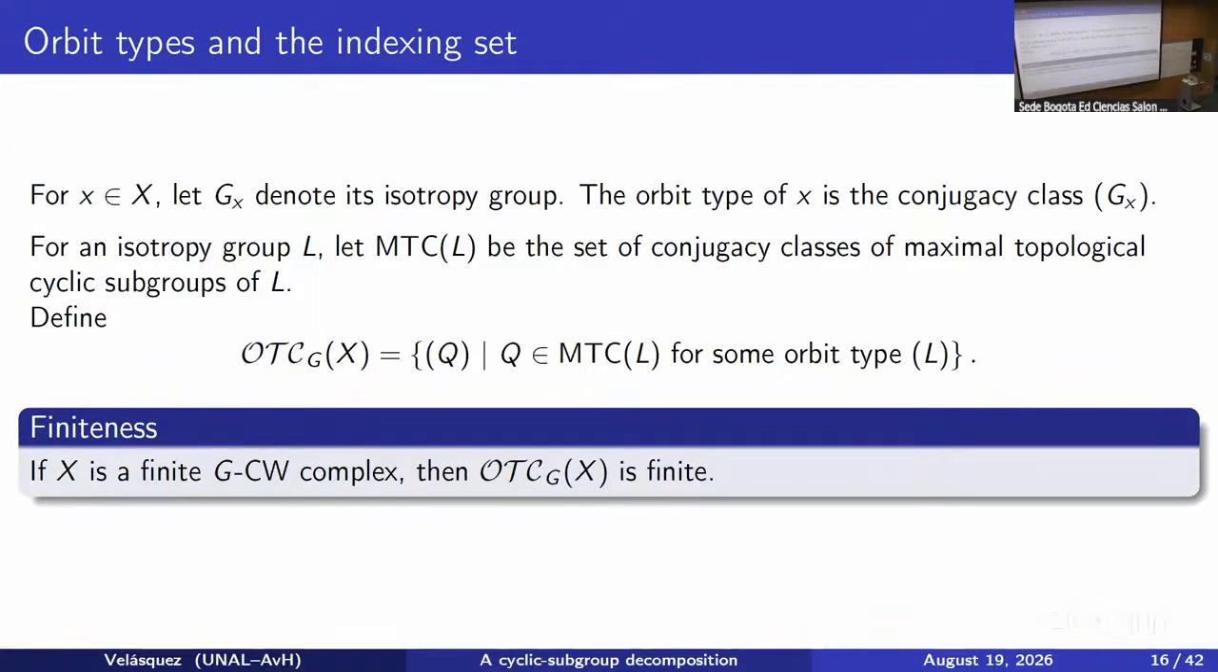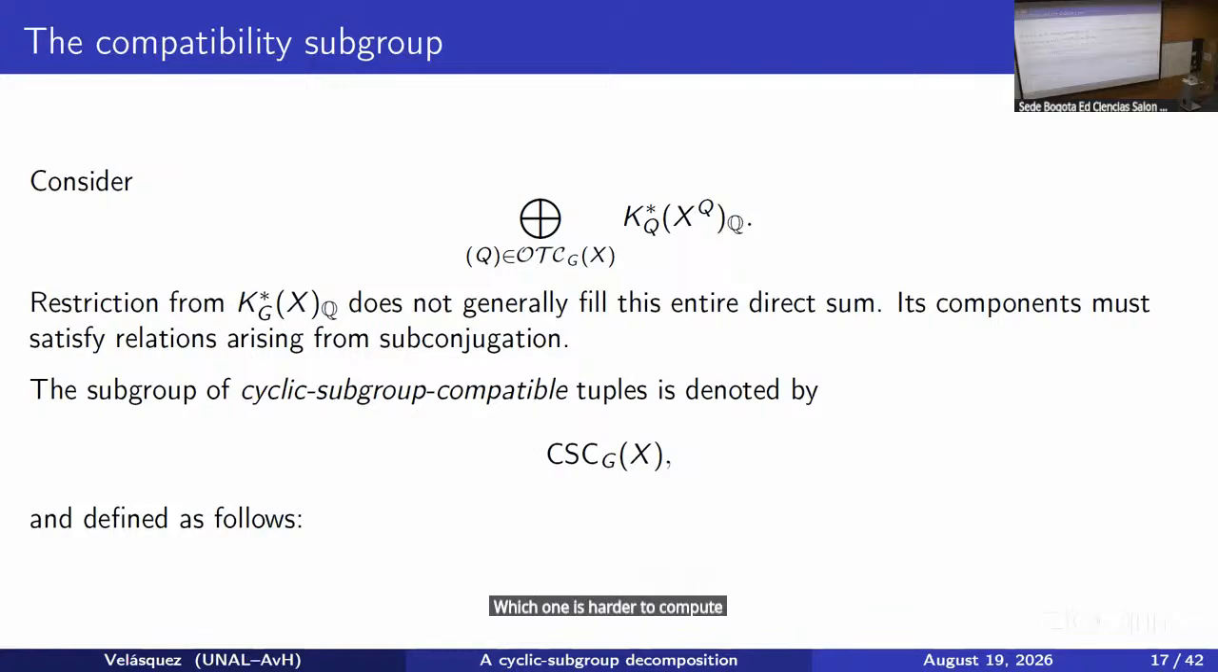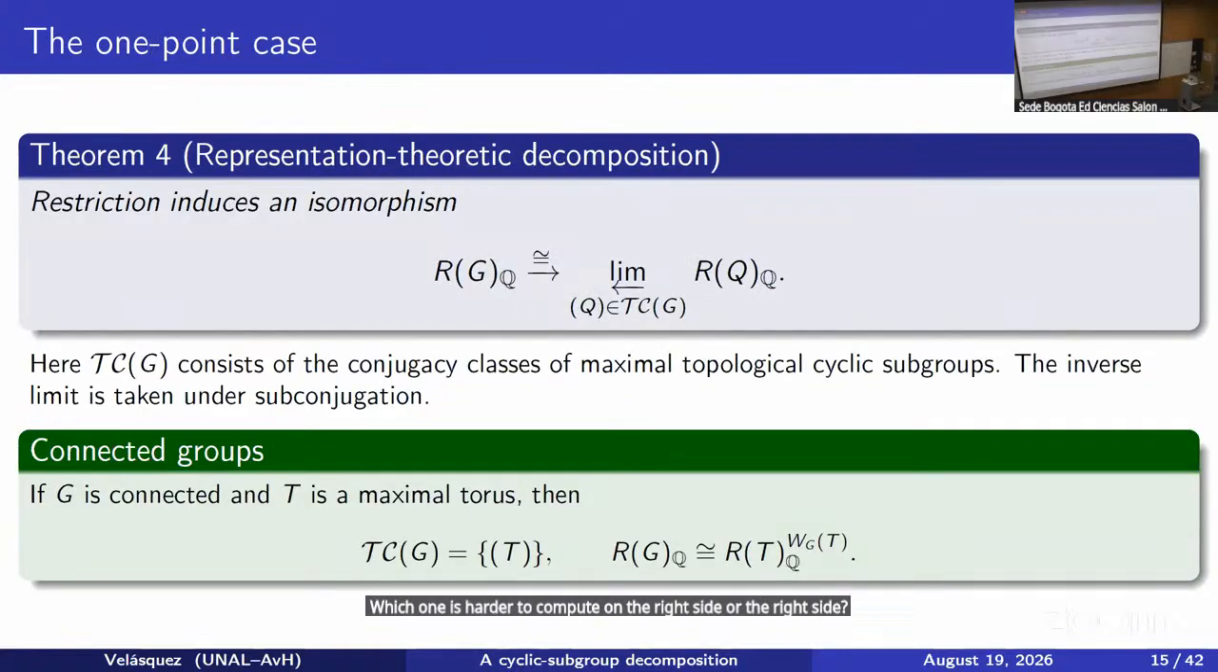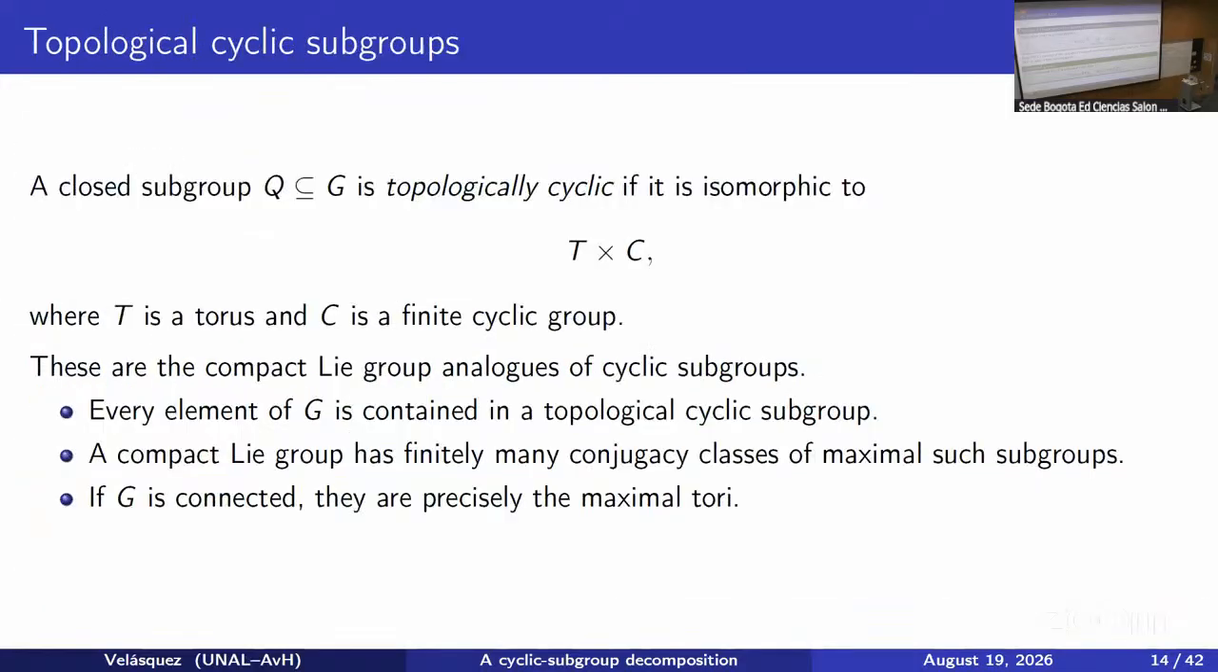Which one is harder to compute, the right side or the left side? The right side is easier to compute because this group is abelian, and this is a Laurent polynomial ring. The difficult part is to understand the action of the Weyl group. But this side is easier.